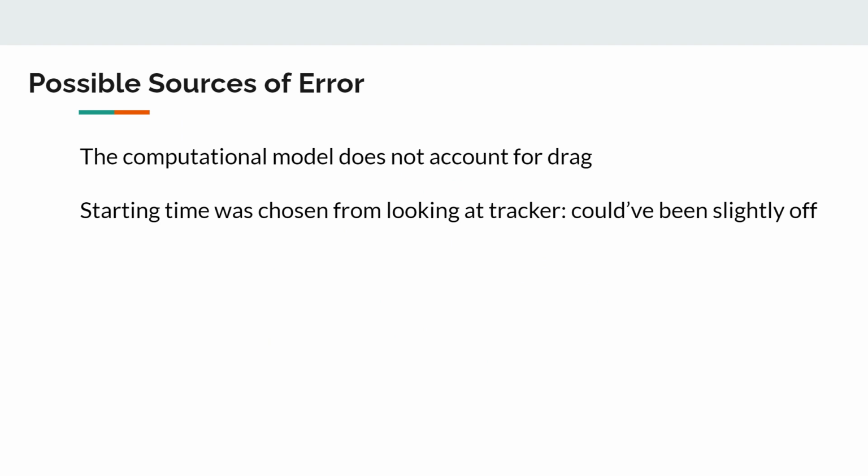So, some possible sources of error. The first one, which is most likely the reason why the computational model has a higher amplitude, is that it doesn't account for drag. Drag is always acting in the opposite direction of motion, meaning that it would decrease the amplitude, which is what we saw in our experiment. So that is most likely what is happening. Also, the starting time, I was choosing it from the frames of the video, and so it could have been a frame or two off, which is very possible.